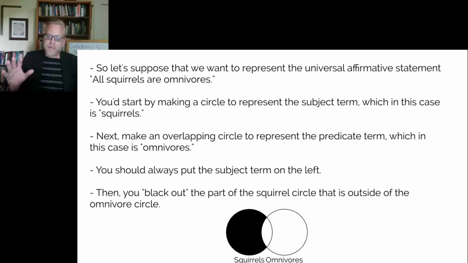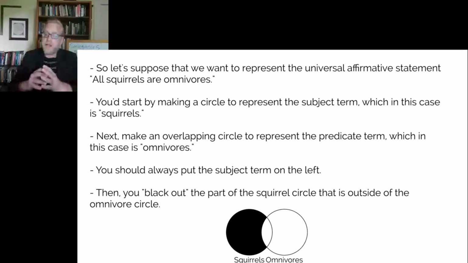So now it means that if you're a squirrel, and all squirrels have to be inside the squirrel circle, there's nowhere else for you to be except for that little sliver in the middle. Because squirrels are not anywhere outside the squirrel circle ever, right? They're always inside the squirrel circle. They also can't be in the omnivore circle in the big area, because that's outside of the squirrel circle. So all squirrels are going to be in that circle, but the blackout means there's nothing there. There's no squirrels there at all.